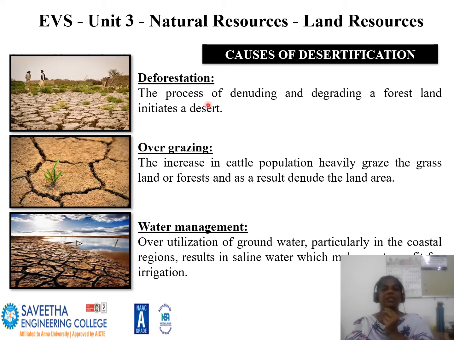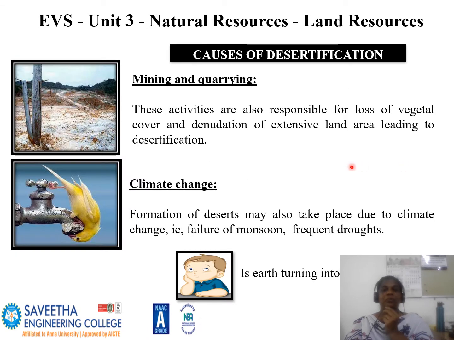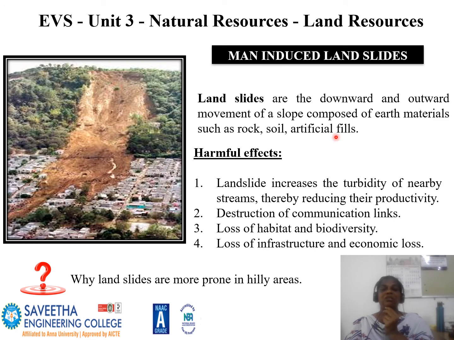And the causes could be deforestation, overgrazing, and water management. If deforestation is done frequently, it leads to desertification, and if overgrazing is done in a particular area, that also leads to desertification. And finally, if the water management is poor, that will definitely lead to desertification. The main causes could also be mining and quarrying, and climatic changes. And we also have what are called man-induced landslides.